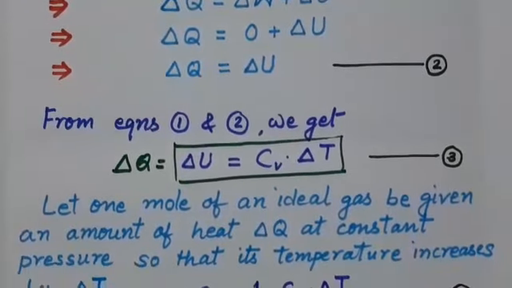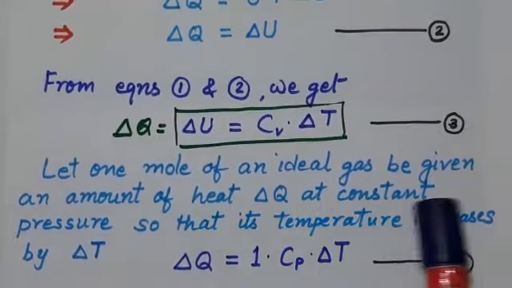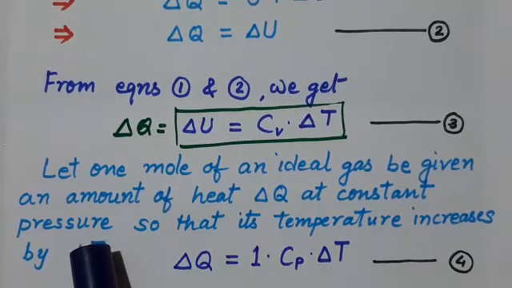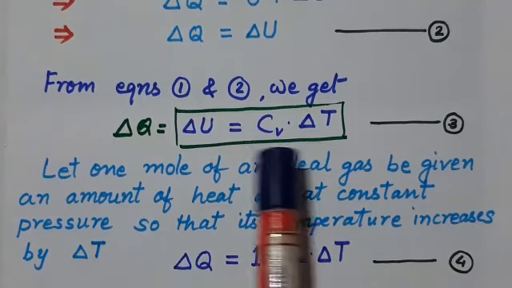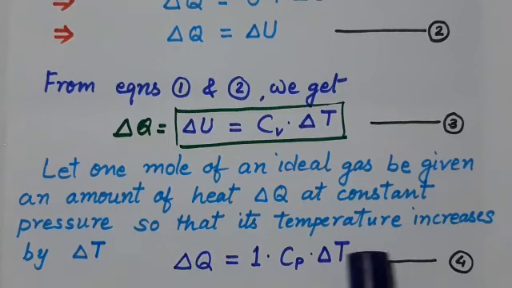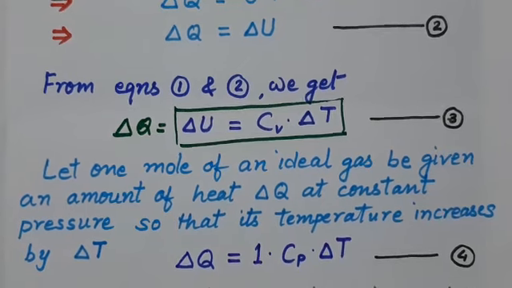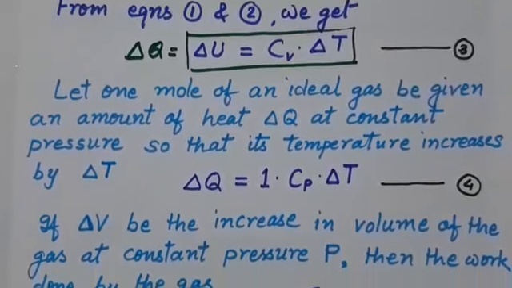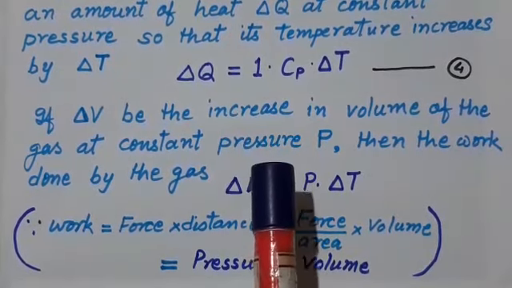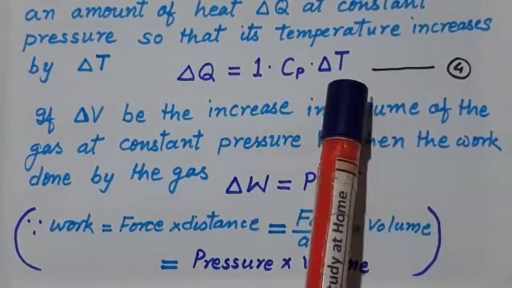Let 1 mole of an ideal gas be given an amount of heat delta Q at constant pressure. This was at constant volume, and now we are taking constant pressure, so that the temperature increases by delta T. Then delta Q equal to 1 into Cp into delta T.